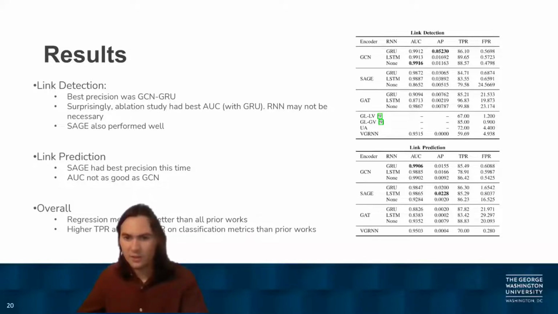And you can see because the area under the curve for Euler is much higher than VGRNN's, perhaps if we adjusted the threshold, then the false positive rate would be as low as VGRNN's without affecting the true positive rate quite as much.